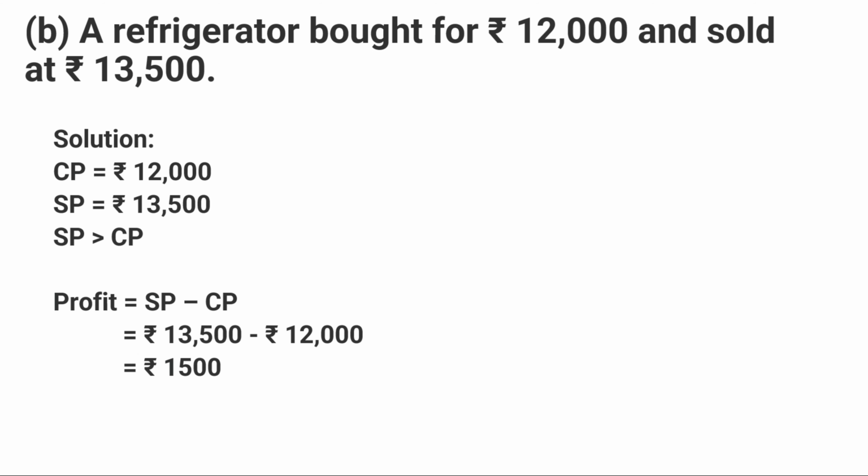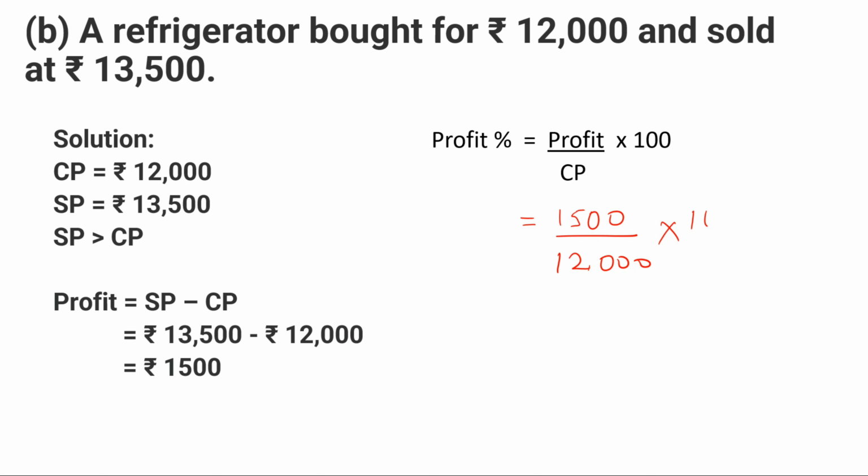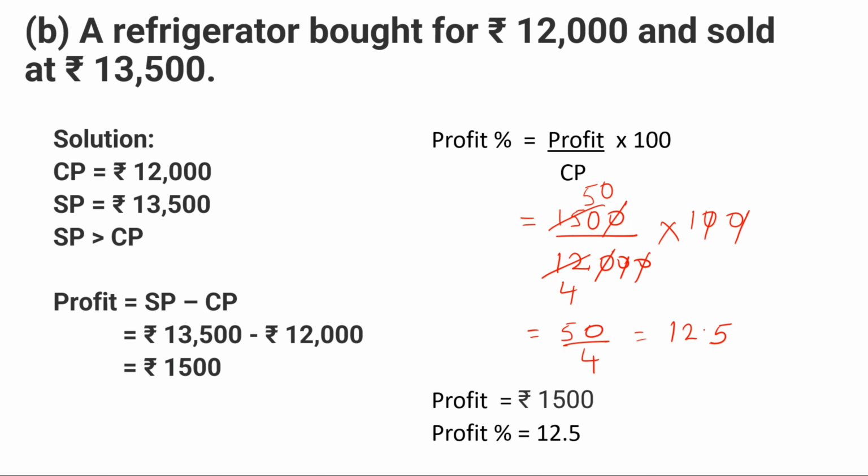Now using the formula of profit percent, we will find the profit percent, which is 1500 is the profit and the cost price is 12,000 multiplied by 100. Cancel out the zeros. 3 fours are 12, 3 fives are 15, 50. So that's 50 divided by 4 and that equals 12.5. So the profit is 1500 and the profit percent is 12.5.